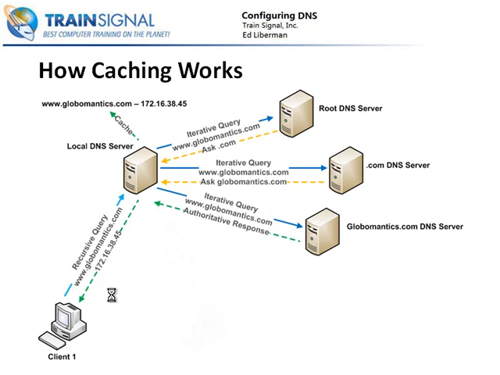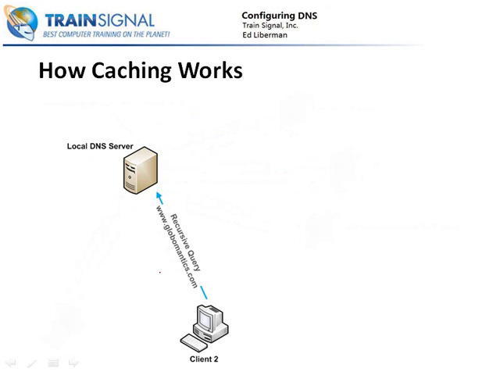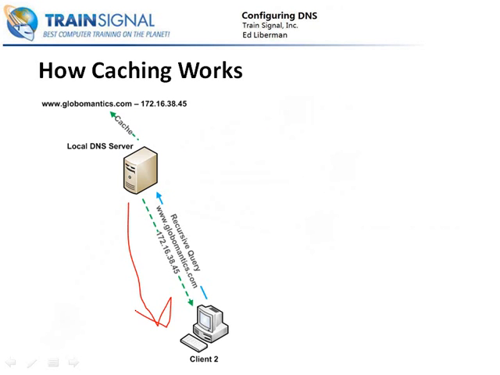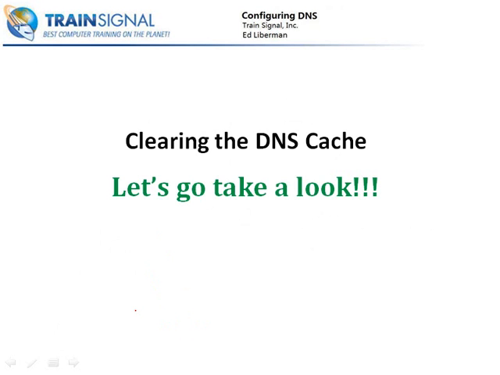Now the reason it did this is because now we have client 2 making another recursive query for www.globalmantics.com, the same name. This time, instead of the local DNS server going out to the internet, it can just go into its cache and say, oh, hey, wait a minute. I know that name is this IP address, so I do not have to go out to the internet. I can simply reply right back to the client with this IP address, and boom, you're done. That saves a lot of time and a lot of network bandwidth. Let me show you how this cache looks in Server 2008.